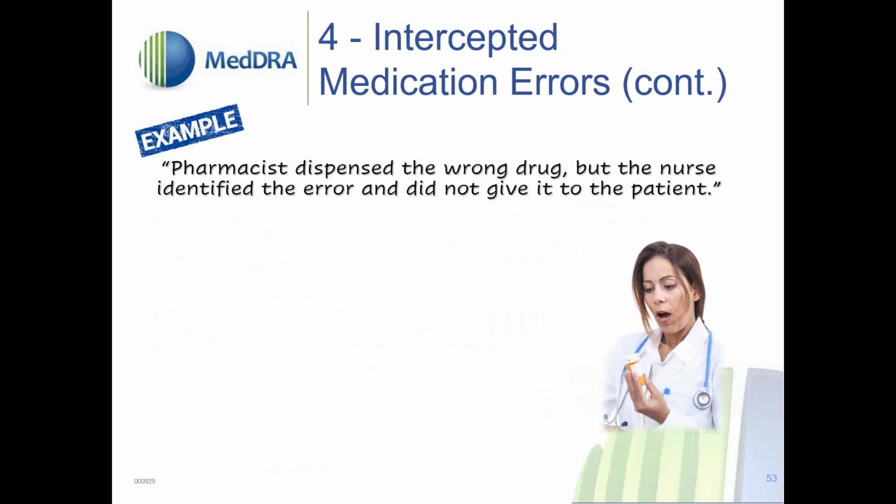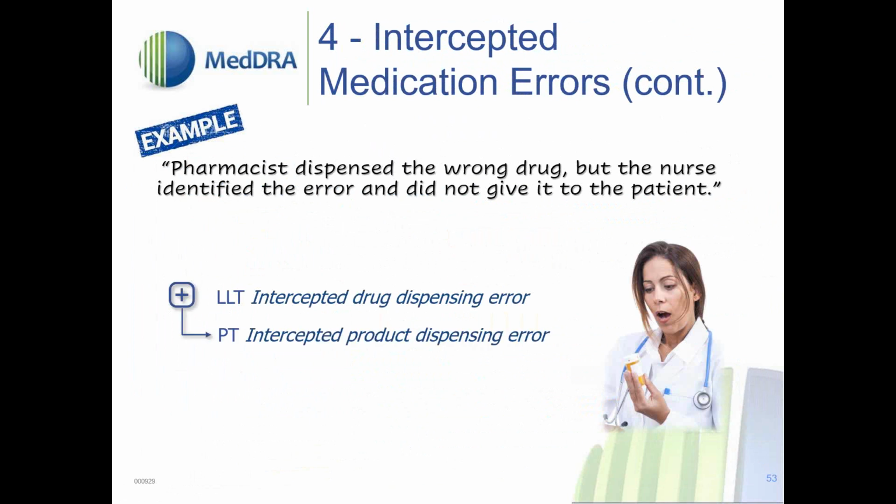Meaning that when it is reported that a pharmacist dispensed the wrong drug, but the nurse identified the error before giving it to the patient, we should select LLT intercepted drug dispensing error under PT intercepted product dispensing error, capturing the stage where the error actually occurred. We would not code to LLT intercepted administration error because the nurse did nothing wrong. The error occurred at the dispensing stage, and this needs to be captured.